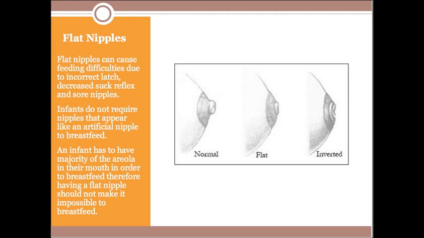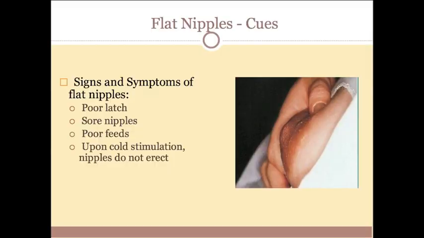Infants do not require nipples that appear like an artificial nipple to breastfeed, because an infant has to have a majority of the areola in their mouth in order to breastfeed. Therefore, having a flat nipple should not make it impossible to breastfeed. Signs and symptoms of flat nipples are poor latch because the infant is having difficulty latching on to a flatter nipple, which can also lead to sore nipples if the infant has an incorrect latch onto the nipple. This also leads to difficulty with breastfeeding, which is another indicator of flat nipples. And lastly, upon cold stimulation, the nipple does not erect.